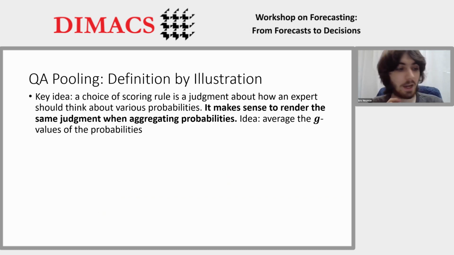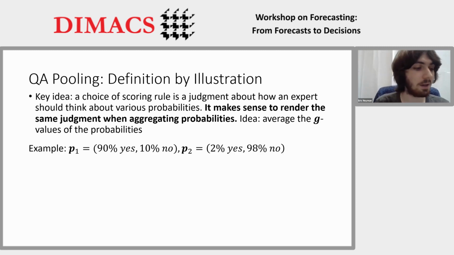So the key idea behind QA pooling is that when you choose a scoring rule, you're making a value judgment about how an expert should think about various probabilities. And so if you're making that judgment, it makes sense to render the same judgment when aggregating the probabilities. So the idea of QA pooling is to mediate your pooling through the function G. So for every different function G, you should have a different pooling method.